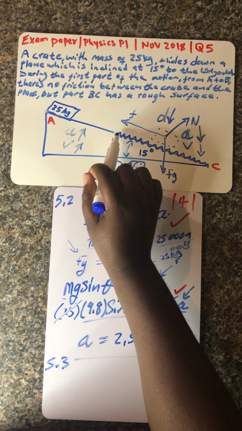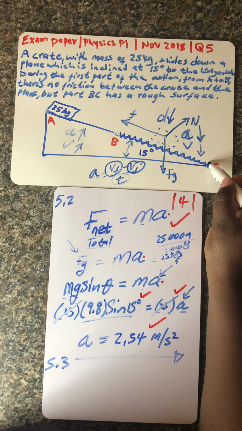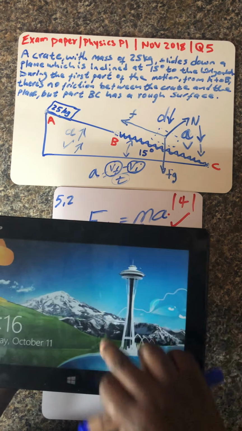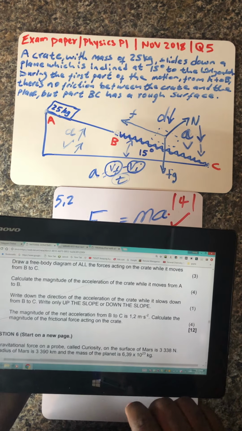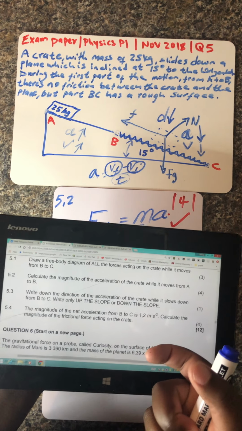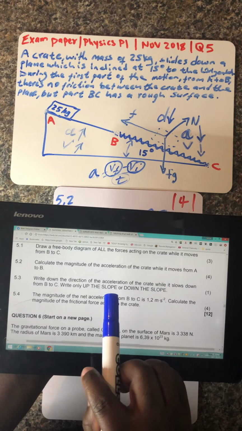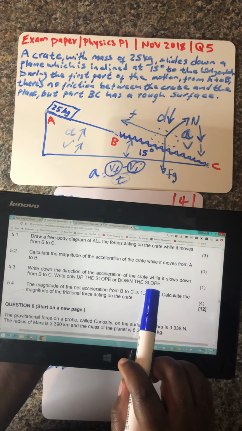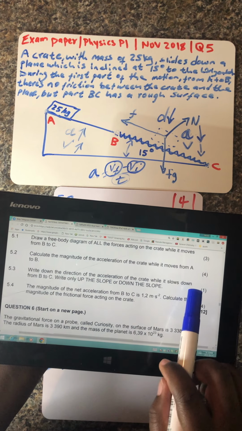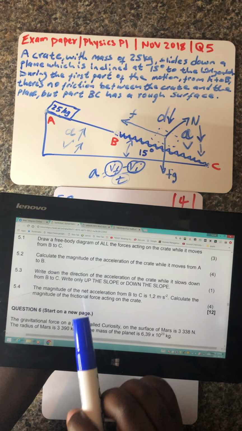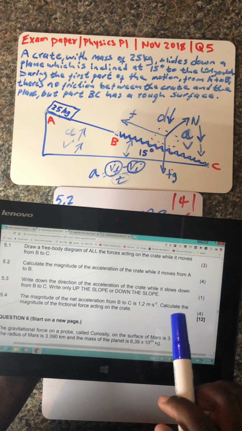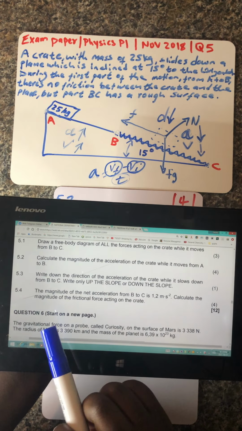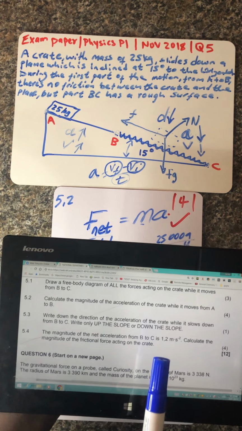So guys, if this object is moving between A and B, what happens to its acceleration? Is it accelerating, or what happens? It's obviously decelerating. I've just explained. So in answering the question, it says write down the direction of the acceleration of the crate while it slows down from B to C. I hope at this stage you now understand that this object slows between B and C and why it's slowing down.